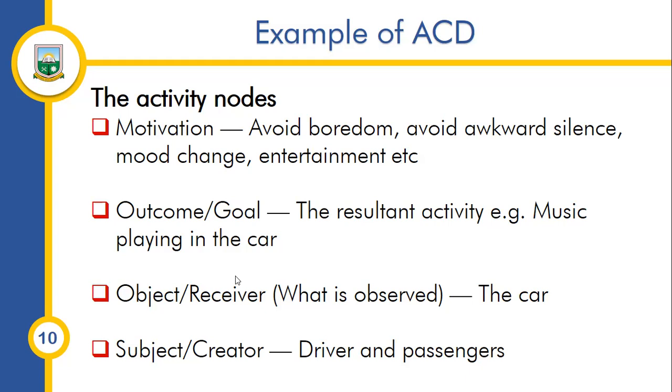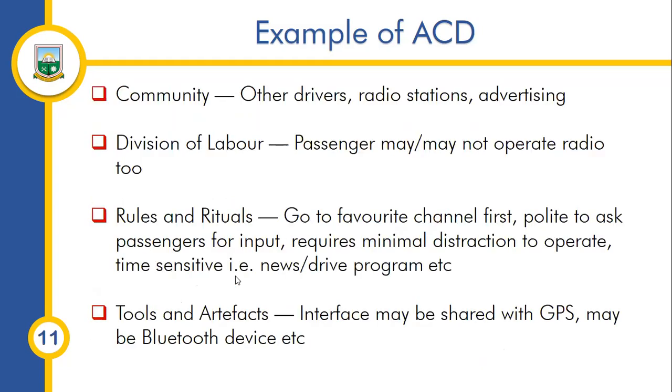So what is the goal or the outcome of this activity? It is what the resultant activity is, music playing in the car. That's the main goal. Okay, so what's the object? The object or the receiver is the car. Then the subject or the creator is the driver and the passengers. The driver and the passengers are the subject or creators because it's either the driver chooses the radio station or he inquires from the passengers what they want to listen to.